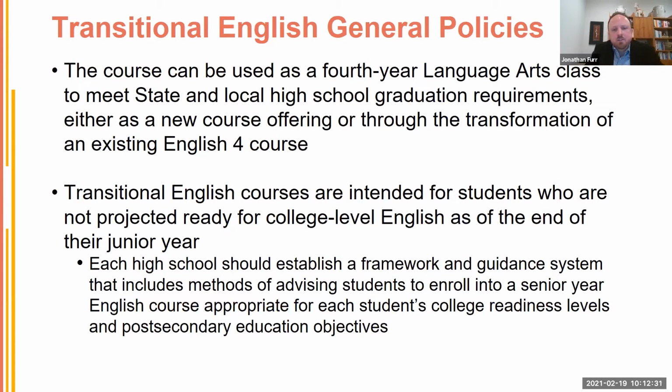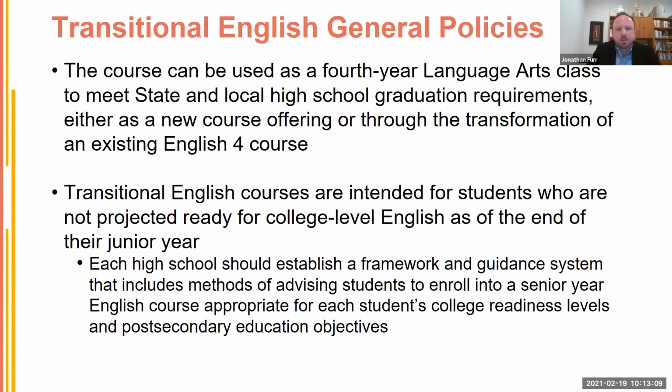What's really key in terms of transitional English courses is that these are intended for students who are not projected ready for college level English as of the end of their junior year. If students are demonstrating that they're ready for that college level content, then they really should be enrolled in an advanced placement or a dual credit course that's allowing them access to early college credit. And the expectation within the policies is that high schools are establishing a framework and a guidance system that supports students to enroll in the senior year English course that's appropriate in terms of where they are for college readiness levels and what their goals are in post-secondary.